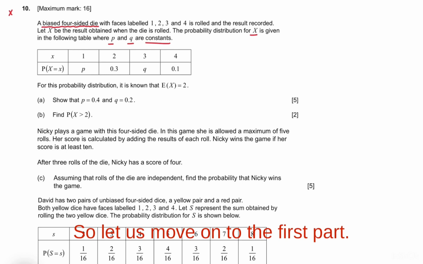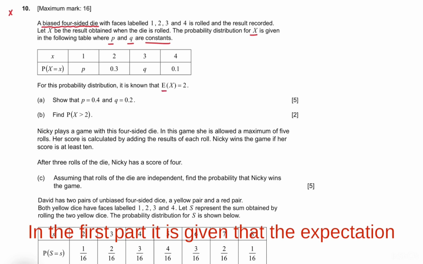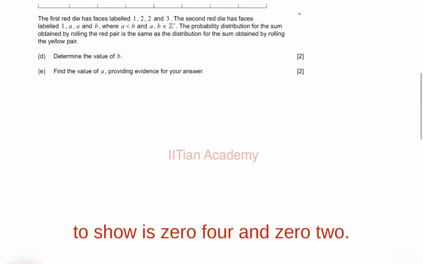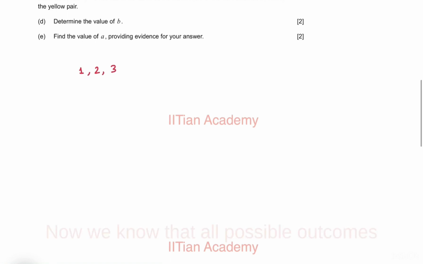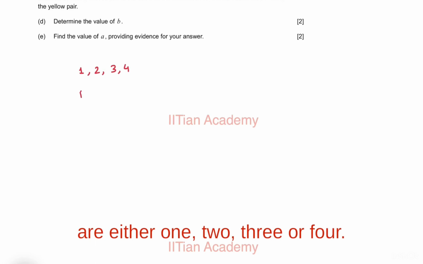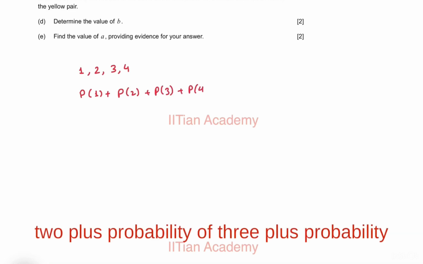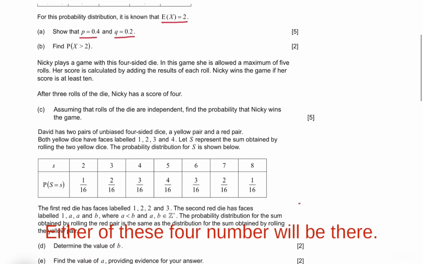So let us move on to the first part. In the first part, it is given that the expectation value is 2, and we have to show that p is 0.4 and q is 0.2. Now we know that all the possible outcomes are either 1, 2, 3 or 4. Hence, probability of 1 plus probability of 2 plus probability of 3 plus probability of 4 must equal 1. Either of these four numbers will be there.